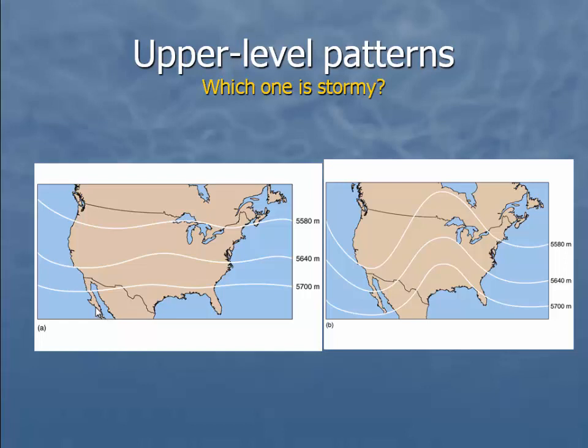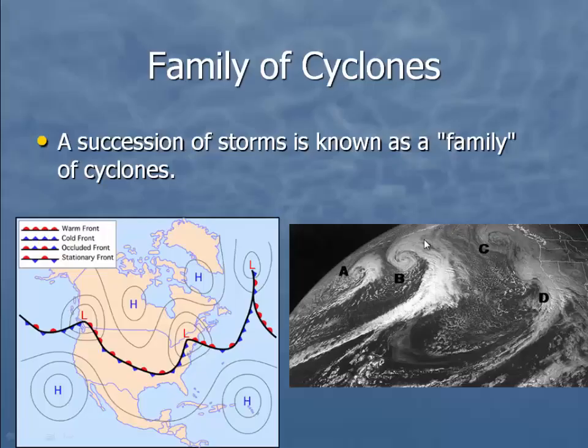Another general reminder here: we have a zonal flow on the left, meridional on the right. Just a refresher, meridional is the stormy pattern because this creates accelerations in the flow, supergeostrophic and subgeostrophic, creating upper level divergence and convergence.